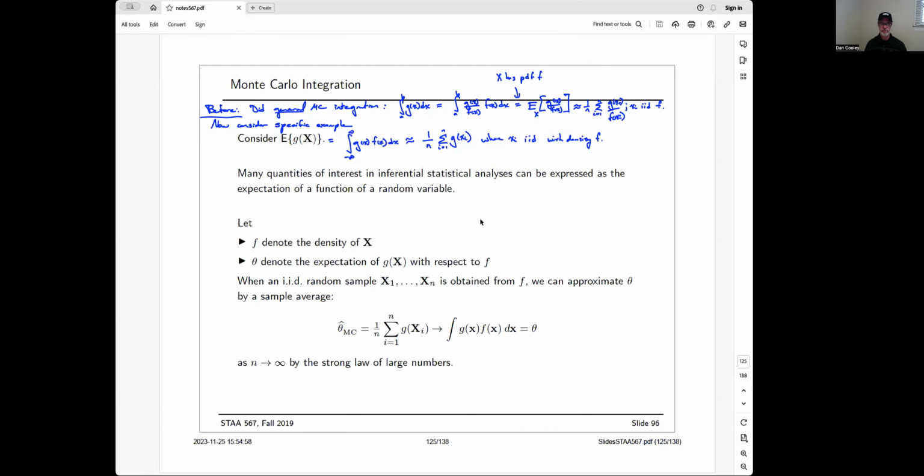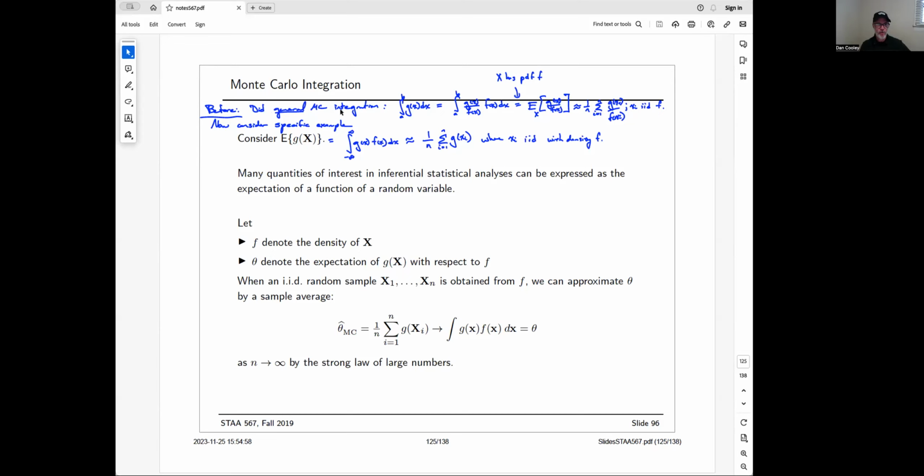Okay, just a couple more notes about Monte Carlo integration. Let me jump back to the notes here. All right, so what we're going to do is change focus and look at a specific type of Monte Carlo integration where we're trying to do an expectation. So let me just contrast it with what we've done already.